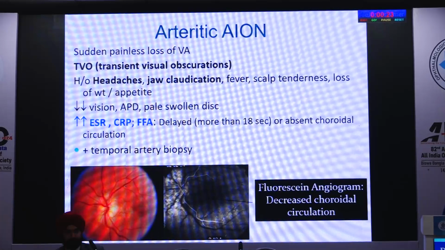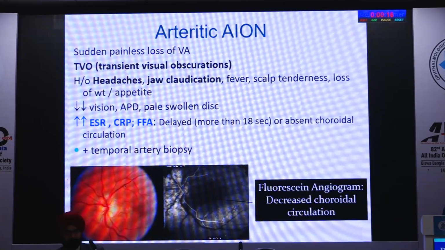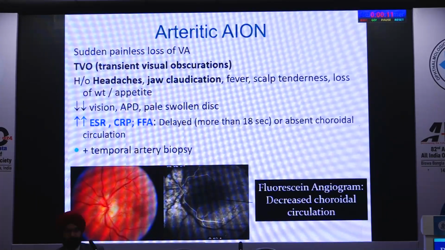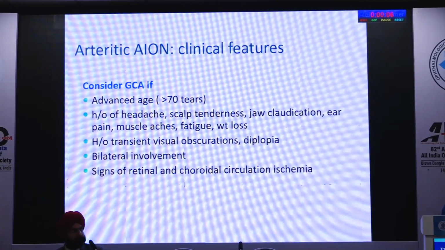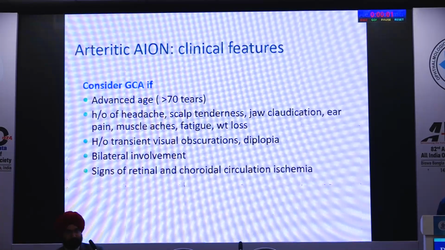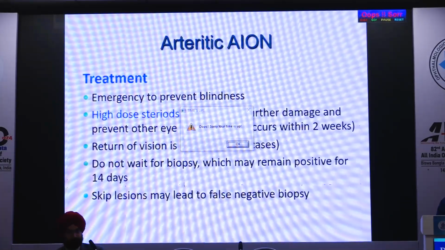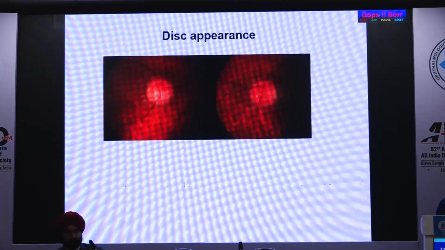If you suspect it, an ESR and C-reactive protein which are severely elevated would give us a suggestion. Any elderly patient with headaches, jaw claudication, sudden severe loss of vision, scalp tenderness, fever, loss of appetite, all these are suggestive. As I mentioned, these are advanced stage symptoms; initially transient visual obscurations and bilateral sequential involvement are all signs. And of course the most important thing is to manage it with high dose steroids urgently, immediately. So that's why arteritic becomes important.